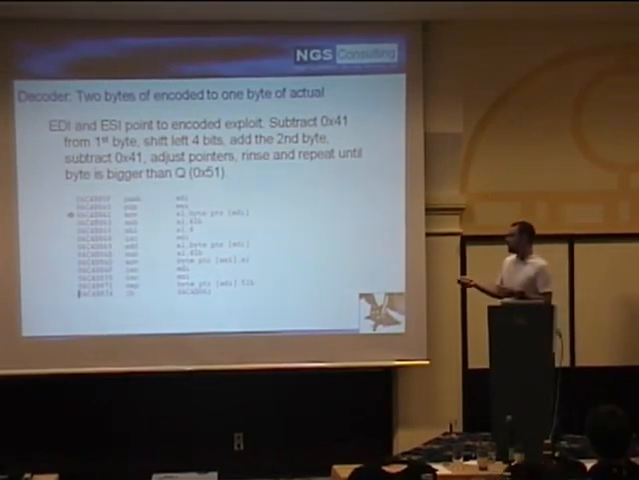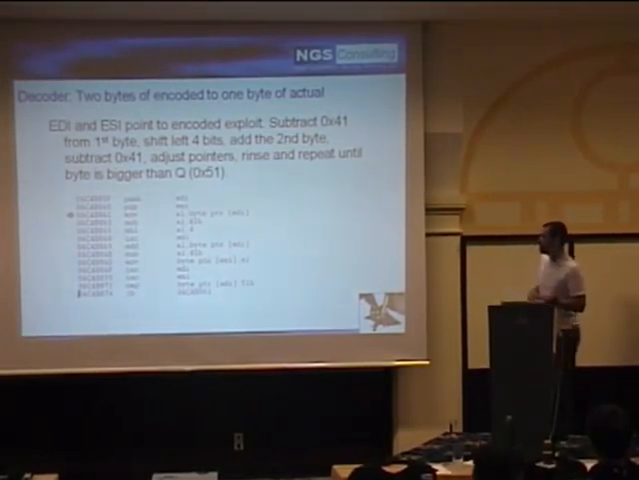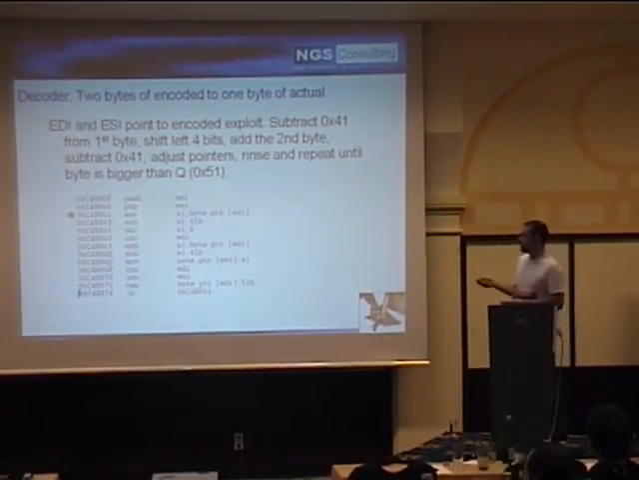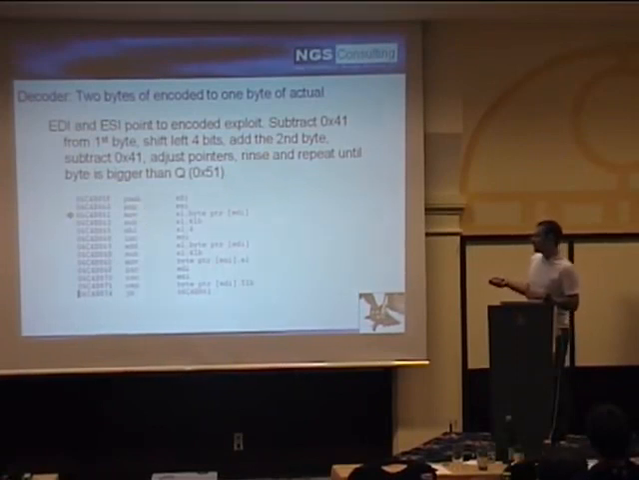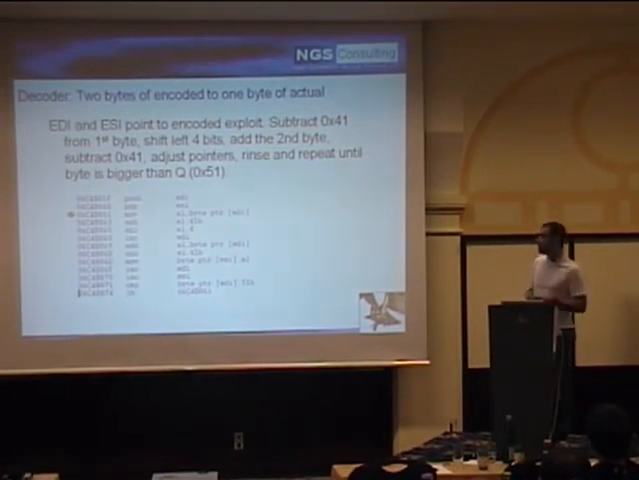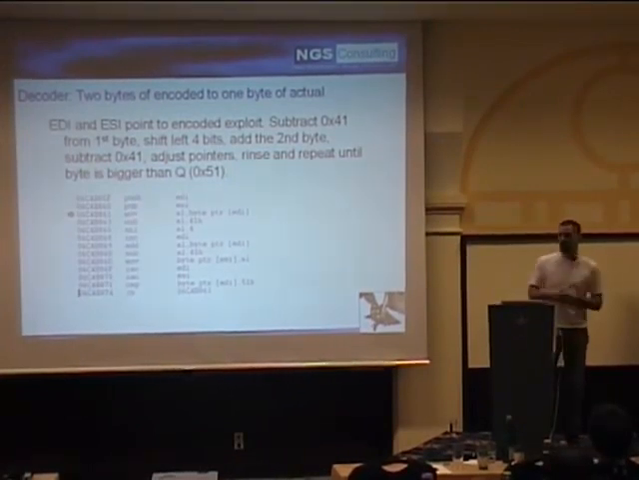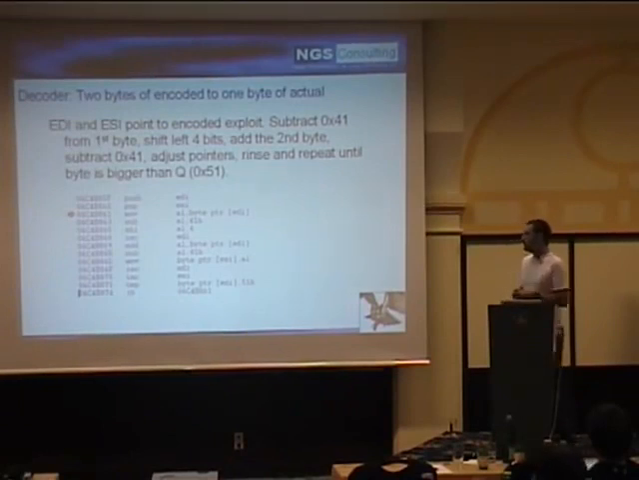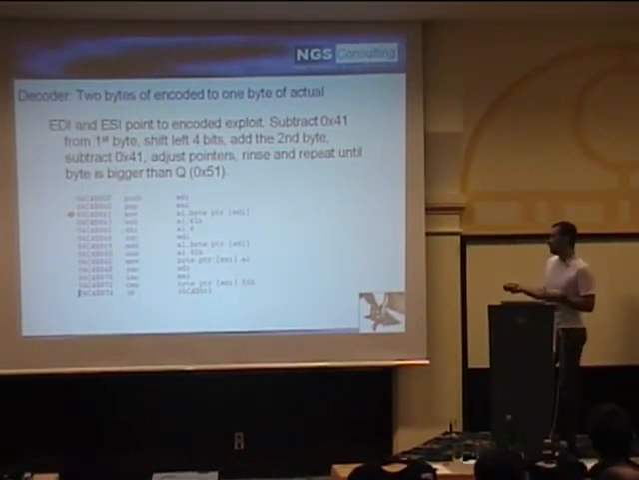Essentially, we set ESI and EDI to point to the beginning of the encoded exploit, move the byte into the AL register, subtract 0x41 from it, shift it left 4 bits, and then increment the pointer to the next byte in the list, add that to the AL register, subtract 0x41, and eventually we're left with our original byte of actual exploit code in AL, which is then written to ESI.